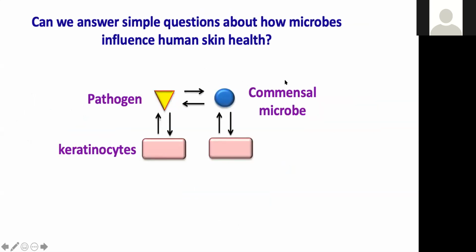So can we answer the question of how microbes influence skin health? We started off in a very simple direction, primarily as an immunologist, and we began by thinking about how a keratinocyte or epithelial cell interacts with the pathogen. Then you can think about how the pathogen and maybe the commensal interact with each other, and how the commensal interacts with the skin. So, simple two-way questions you can answer.